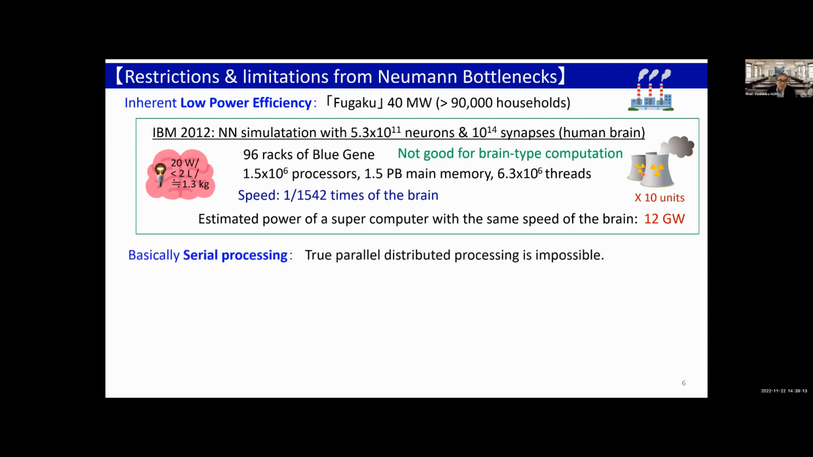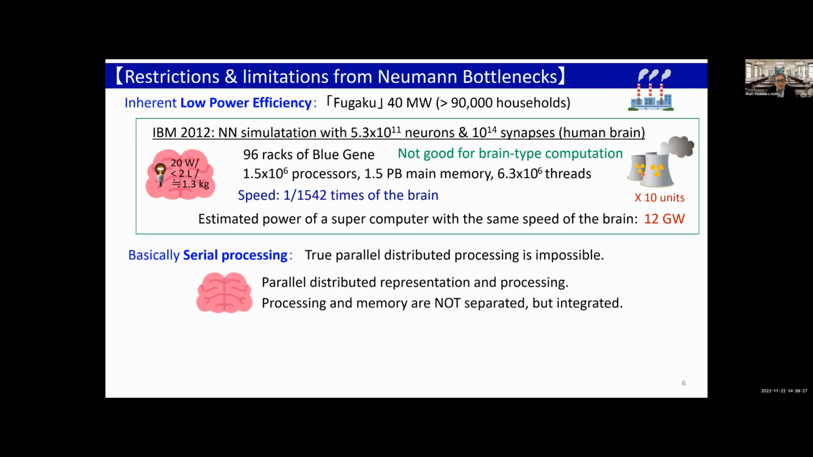The second restriction is that the transmission is basically serial, so it is basically serial processing. True parallel distributed processing is impossible. However, the brain uses parallel distributed representation and also processing. And again, memory and processing are not separated but integrated. This is unlike the von Neumann type architecture.